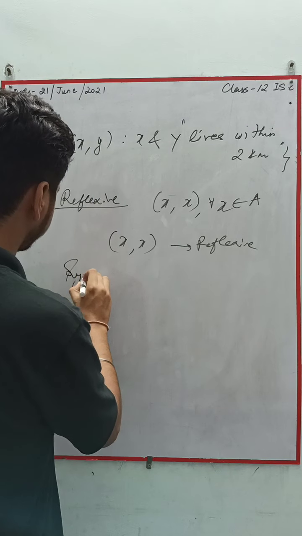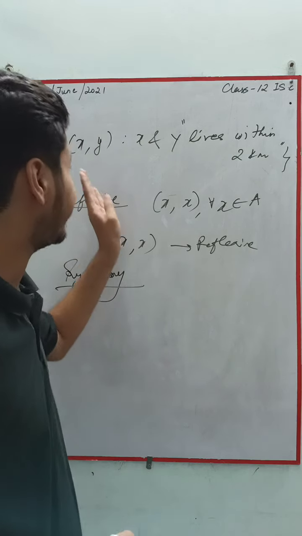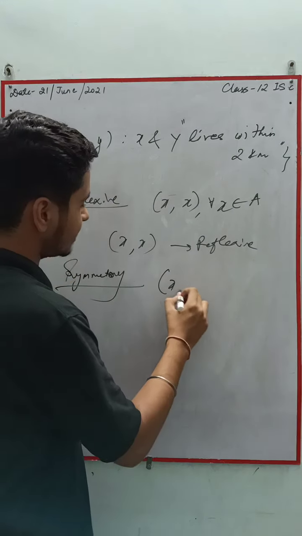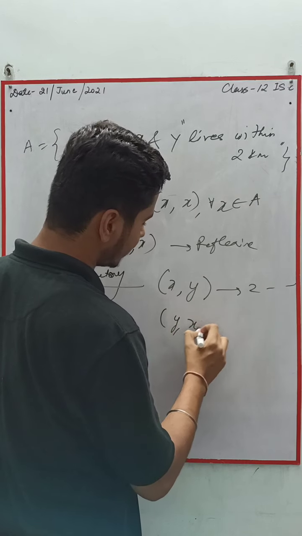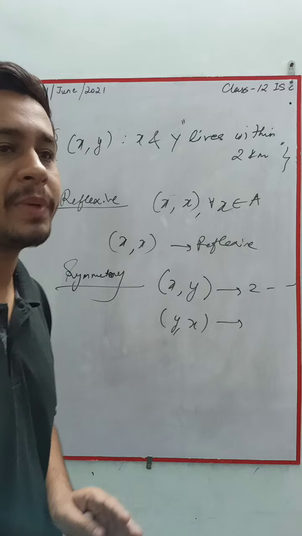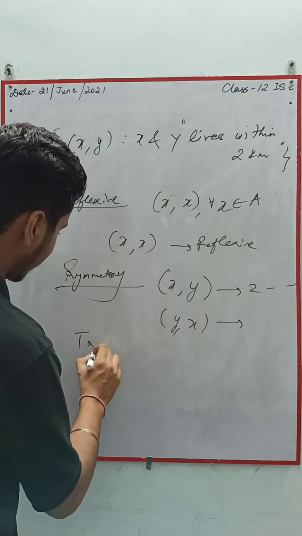Then symmetric. It's definitely symmetric, because if x and y live within 2 kilometers, then y and x will also be within 2 kilometers. So it is definitely a symmetric one. Let's talk about the transitive one.